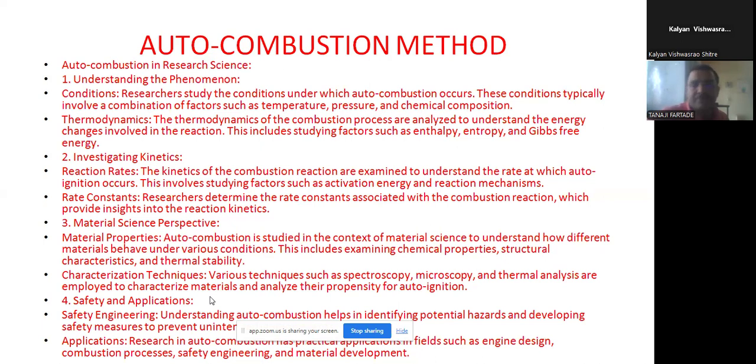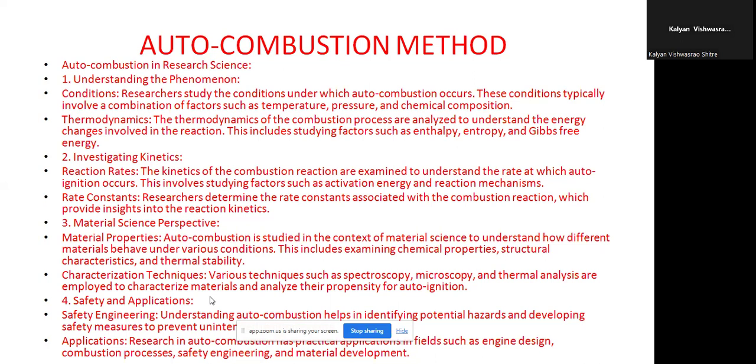Third, material science perspective. Auto-combustion is studied in the context of material science to understand how different materials behave under various conditions. These include examining chemical properties, structural characteristics, and thermal stability. Characterization techniques. Various techniques such as spectroscopy, microscopy, and thermal analysis are employed to characterize materials and analyze their properties of auto-ignition.